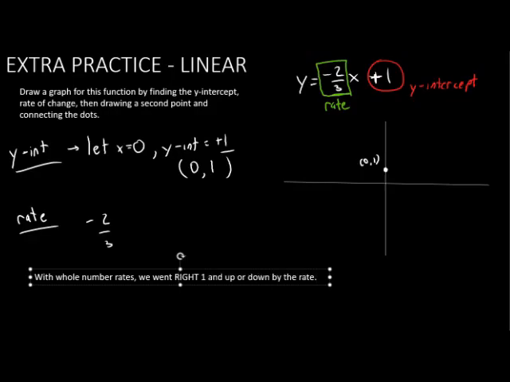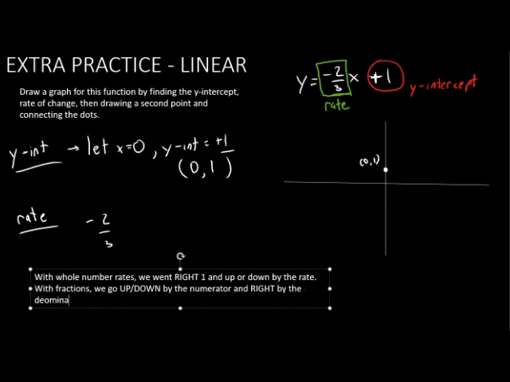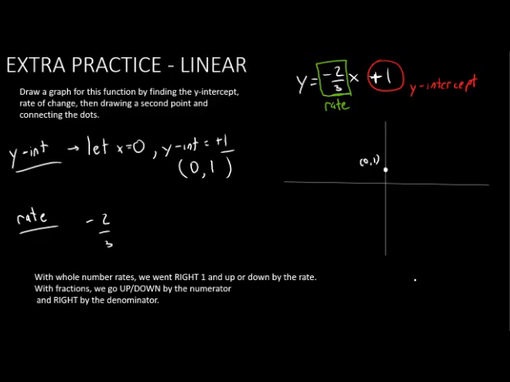When we have a fraction, we are going to change that process a little bit. We're going to go up or down by the number in the numerator and then to the right by the denominator. In our case, our numerator is negative 2, and that means we will go downward by 2 from the point we just drew at 0, 1. We will also go right by 3 because that's the number in the denominator.